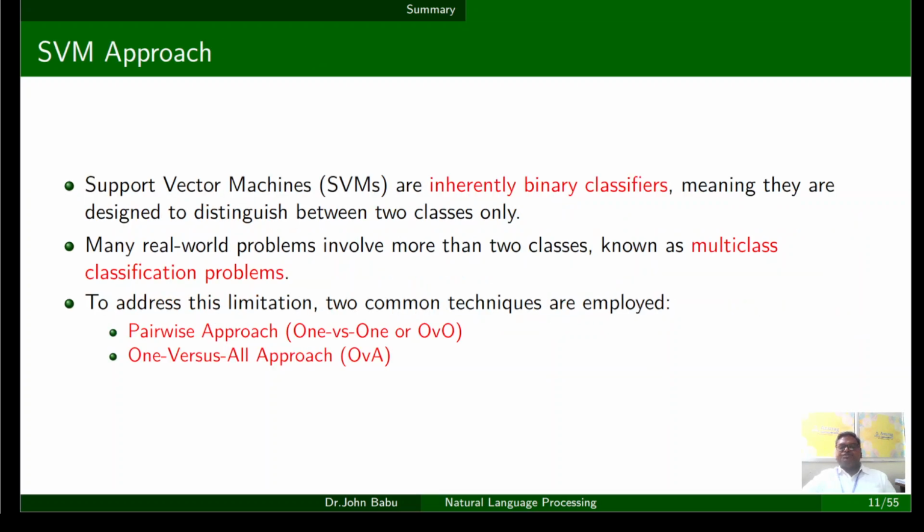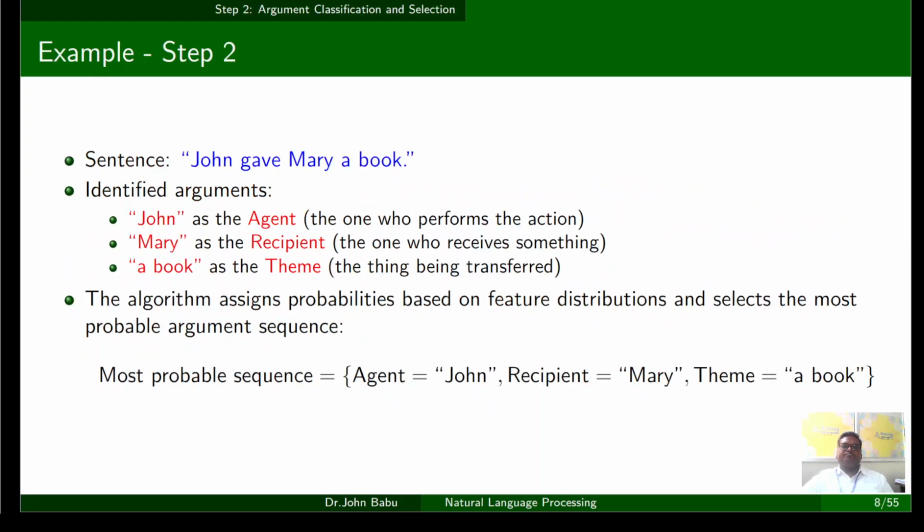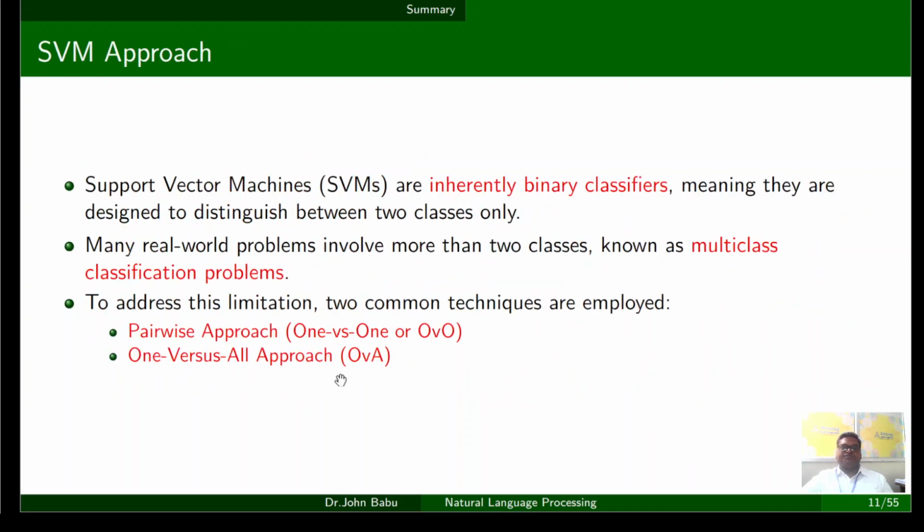Support vector machines are also called maximum margin classifiers. To separate two different classes, we find a hyperplane that maximizes the margin between the support vectors. By nature, support vector machines are binary classifiers, but here we have to classify multi-class roles: agent, recipient, theme. This is a multi-class classification.